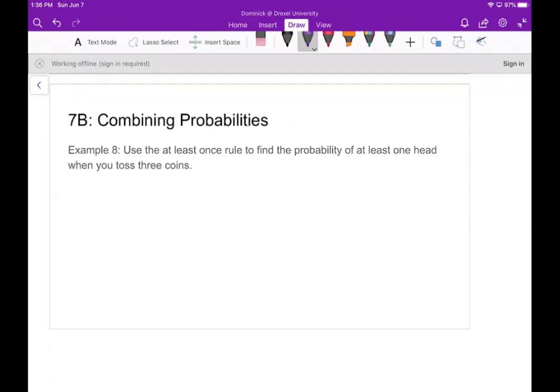So we're going to use the at least once rule to find the probability of at least one head when you toss 3 coins. All right. So one option, and I'm going to show sort of the bad option, is if you want at least one head, you can find the probability of one head, add it to the probability of 2 heads, and then add that to the probability of 3 heads.